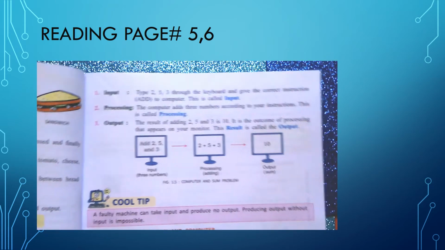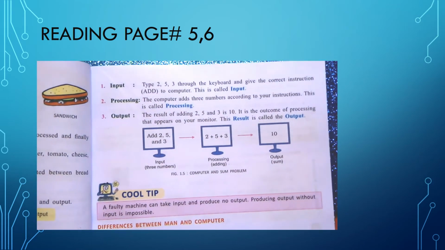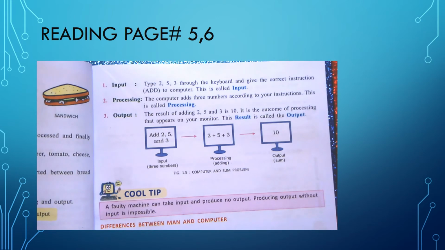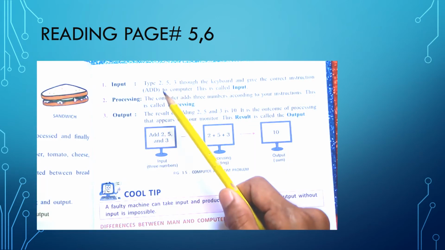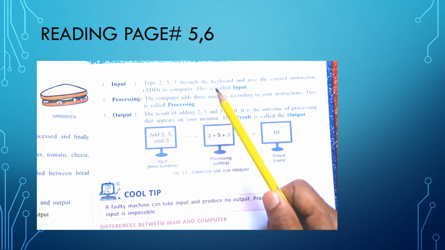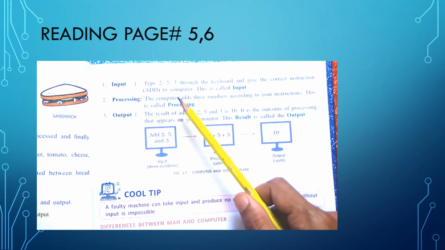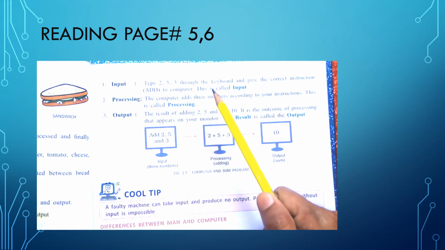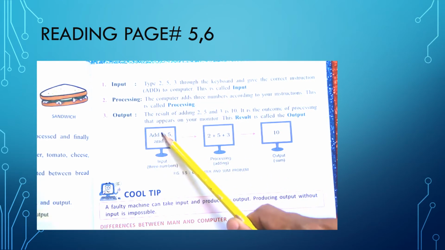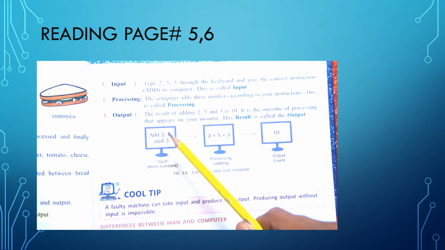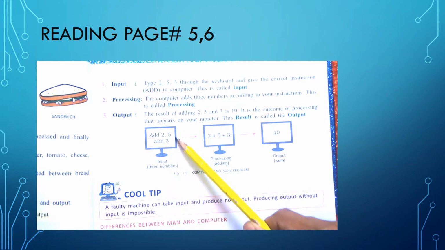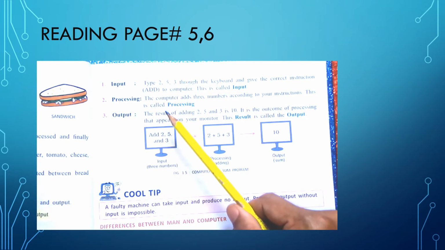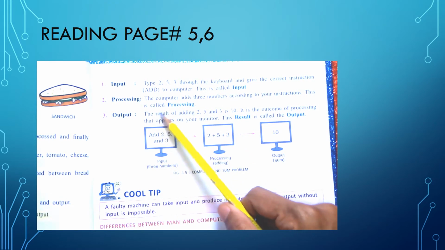Here are some more explanation about input, output and processing. Input: type 2, 5, 3 through the keyboard and give the correct instruction, add, to the computer. This is called input. This is the computer. When we type with the help of keyboard here 2, 5 and 3, this is input. 3 numbers are written here. The computer adds 3 numbers according to your instruction, which is called processing.